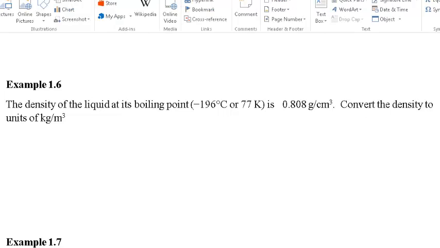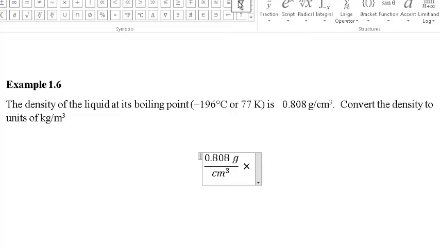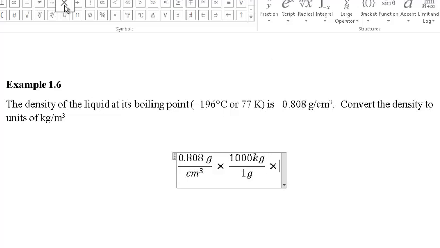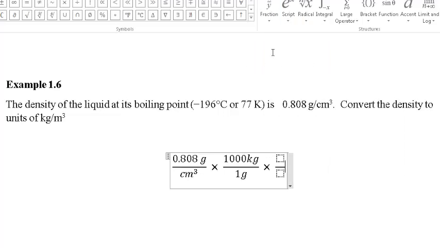So let's go ahead and start with what we're given. This is the density we're given. We want to convert it to a new density with different units. So we want to convert it to kilogram per meter cubed. So we know that 1 kilogram has 1,000 grams, or you can say 1 gram has 0.001 kilogram, same thing. And now I got my grams and grams canceled. And then my next conversion factor is to convert the centimeter cubed to meters cubed, all right?